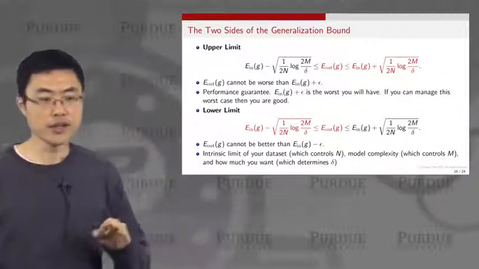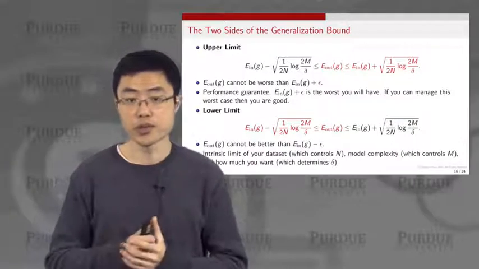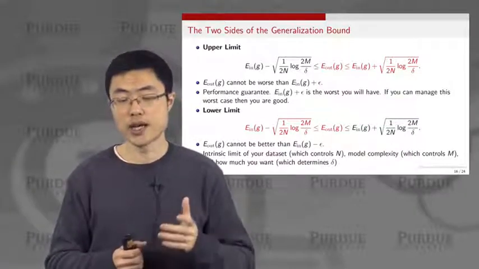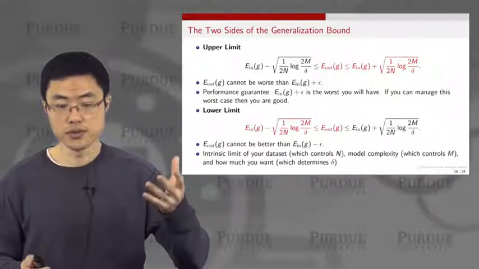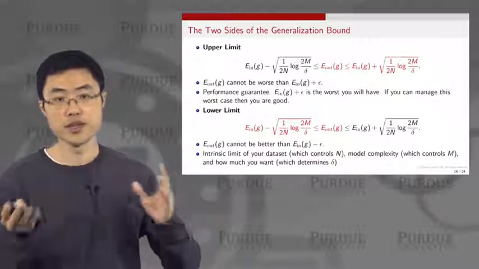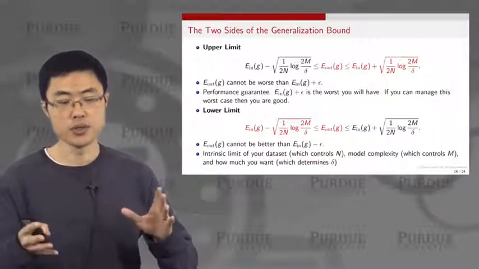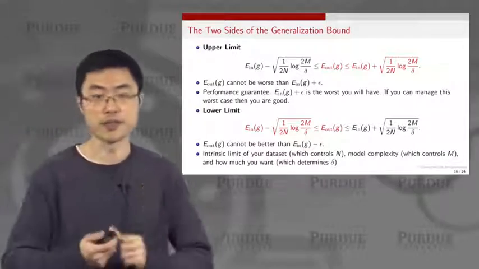Okay, so now we understand this generalization bound. We have two ways of interpreting it. We can look at it using the Hoeffding inequality, using the probability setting, or we can turn it into this thing called a generalization bound, and then try to understand it from the M, the N, and also the delta from this perspective.